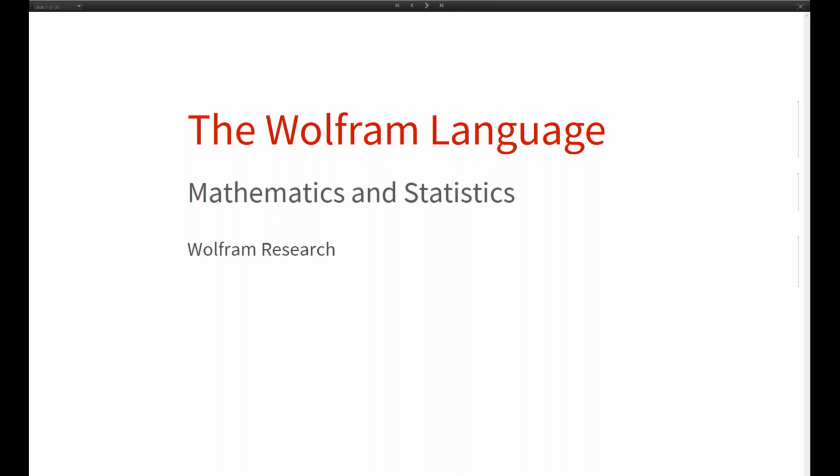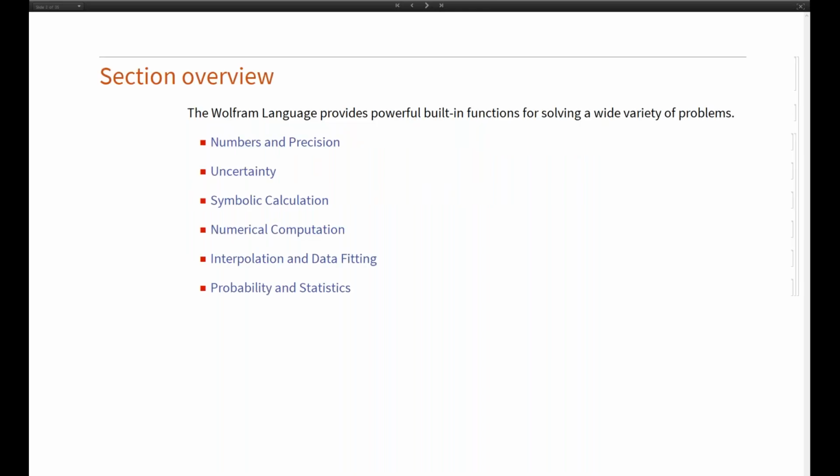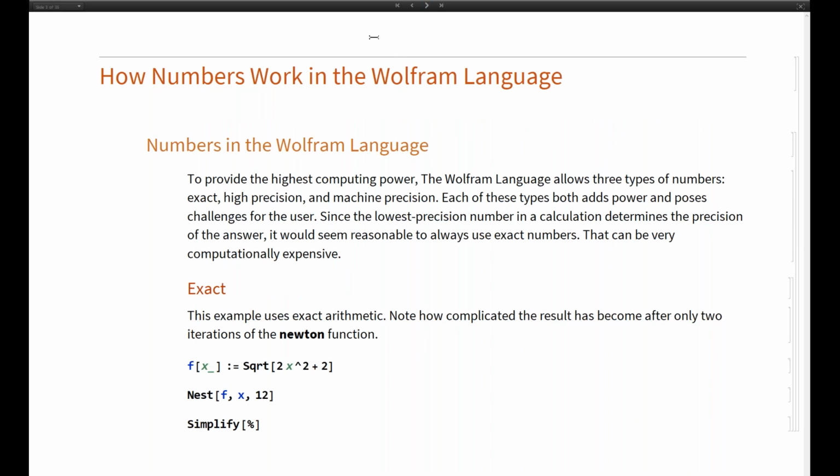So today I will be covering the following topics. They include points about numbers and precision, how they work in Mathematica, and how they may vary from other languages. A section about uncertainty. From a physics background, I understand that can be quite important. We then have points on symbolic and numerical calculations, and then finally we'll be finishing with probability and statistics and interpolation and a bit about fitting. As Tim has pointed out, we're going to be here for about an hour, so I hope you're all sitting comfortably.